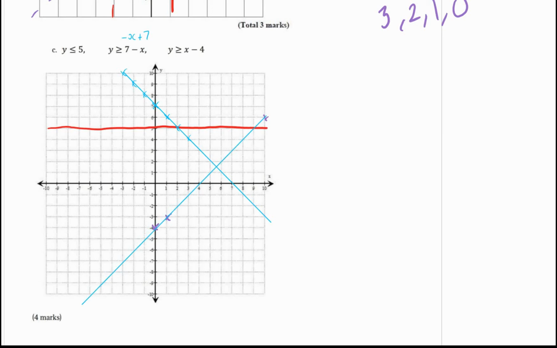Okay, now I need to work out the region. I want to be below this line, so underneath the red line and above the two blue lines. So again, it's going to be this little triangle here.